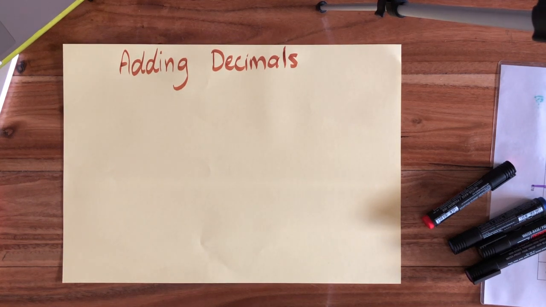So you should know by now that 10 ones make 10, 10 tens make 100, 10 hundreds make 1000. So in a sense, 10 of something makes 1 of something else.